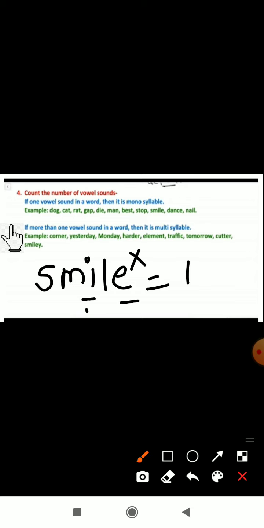One more example, dance. Here I will write dance. In this word, find out the vowels first. A, E. Got it? We got two vowels. Now check the second rule, whether they are together? No. And third rule, is there an E at the end? Yes. So E is silent. So we are considering only one. So the word dance has only one syllable. It is called monosyllable. So try to solve all the remaining examples. Got it?